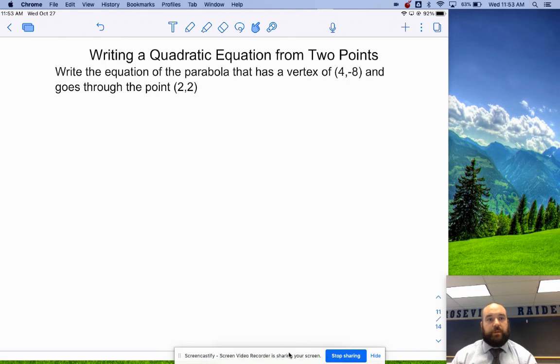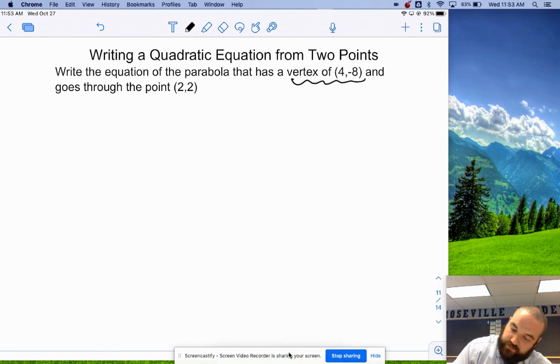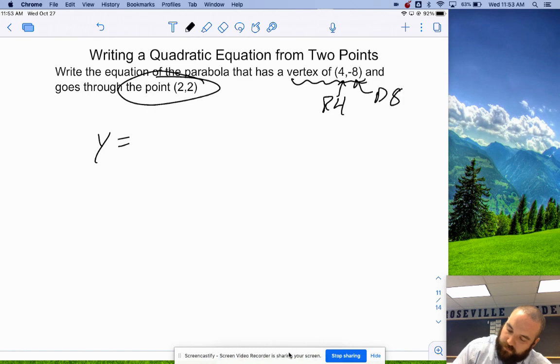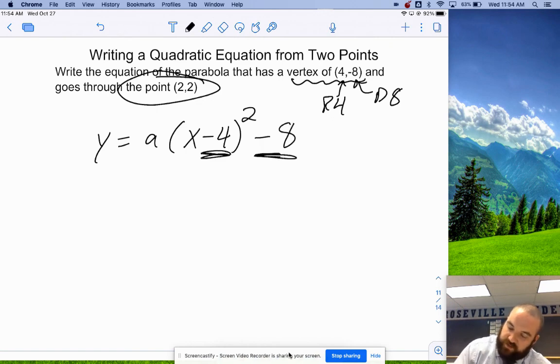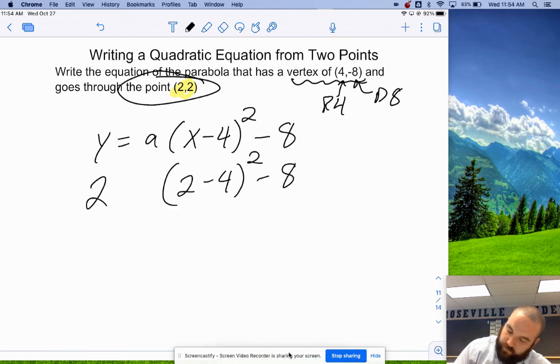Okay. The last little piece of this equation that we're going to do is, now it's the exact same thing. If I tell you the vertex and it goes through the point 2, 2, okay, since the vertex is 4 and negative 8, I'm going to have y equals a times x minus 4 squared minus 8. This gives me right 4, that gives me down 8. And then I'm going to use the 2, 2 right here to figure out my a value. So I'm going to replace x with 2 and y with 2. Okay, so I'm just filling in everything else that I know.